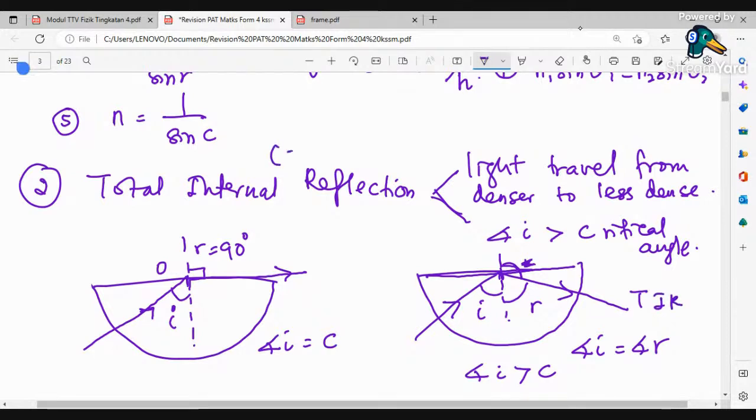Saya guna simbol saja, senang. Total internal reflection, but in your answer don't write this abbreviation, tak boleh, kena tulis penuh. Okay. So total internal reflection: light travels from denser to less dense, and then angle I more than C. Mesti penuhi dua syarat ini. Kalau hanya satu saja, tak ada. Mesti dua-dua. Okay. Compulsory to follow these two conditions.